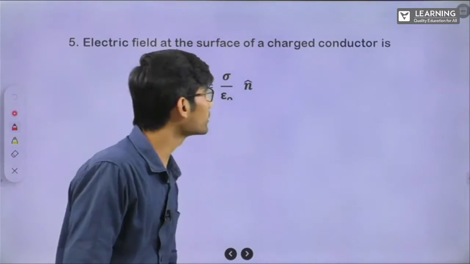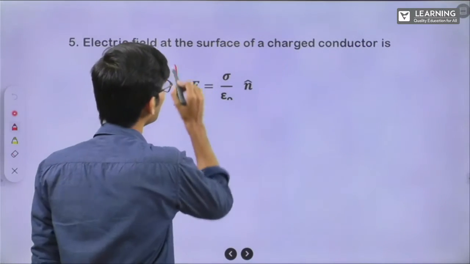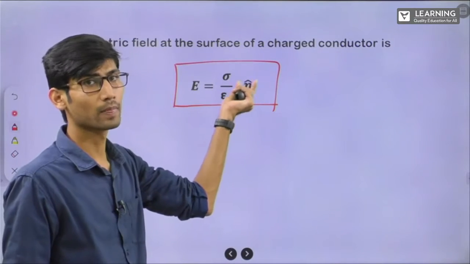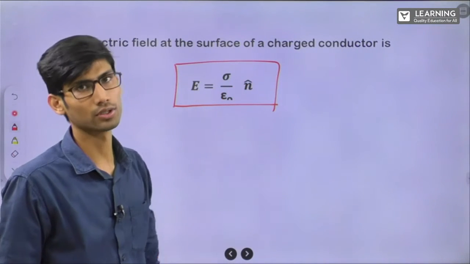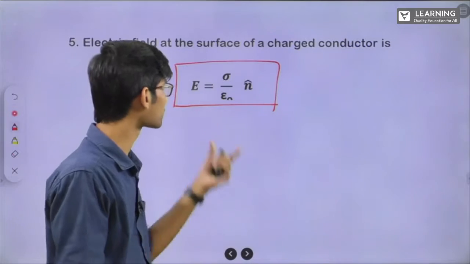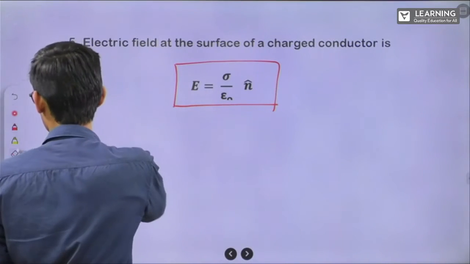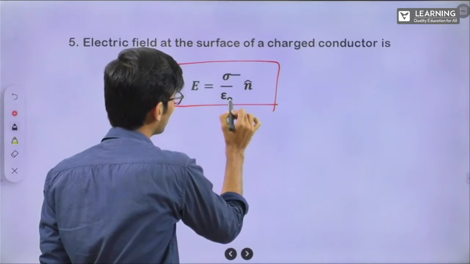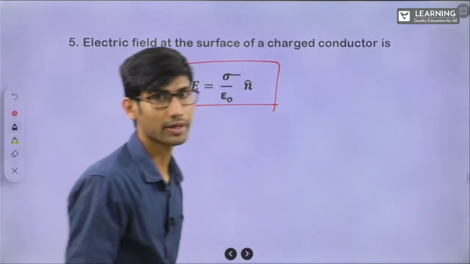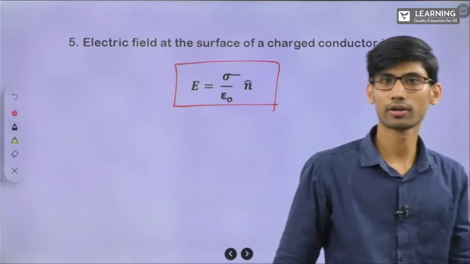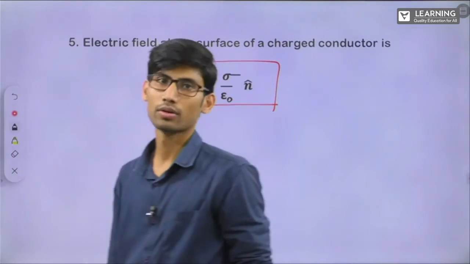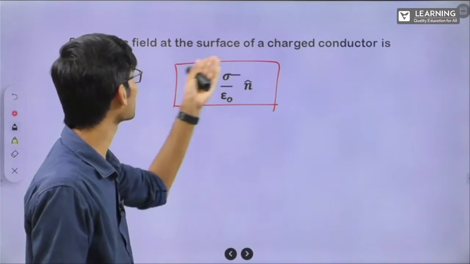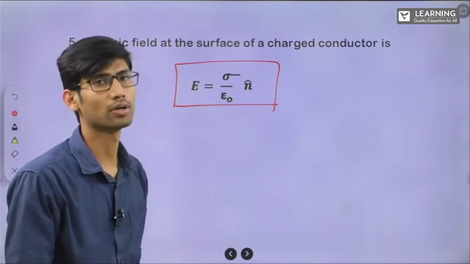Electric field at the surface of a charged conductor is sigma upon epsilon naught. What is the n vector here? The direction of the electric field is normal to the surface. Okay. Sigma upon epsilon naught. We have already derived this when we saw an infinite conducting plate having a lot of charge. There were two plates, and between them we saw the electric field sigma upon epsilon naught. That is the same thing. Electric field at the surface of a charged conductor is sigma upon epsilon naught.